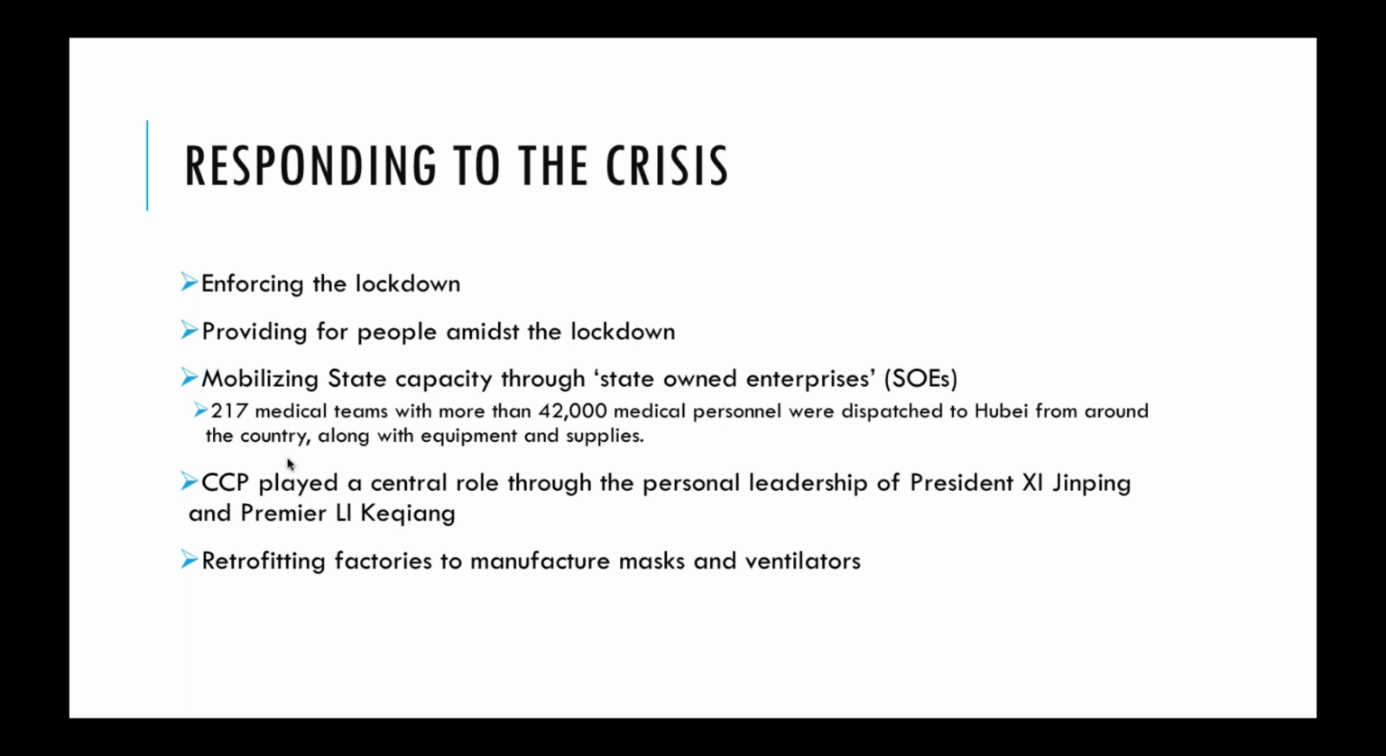The fourth point I want to make under this section is that the Chinese Communist Party played a central role through the personal leadership of President Xi Jinping and Premier Li Keqiang. This included visits by the Premier to Wuhan initially, and later on President Xi Jinping also visited Wuhan, which suggests that they were really grappling with the matter.